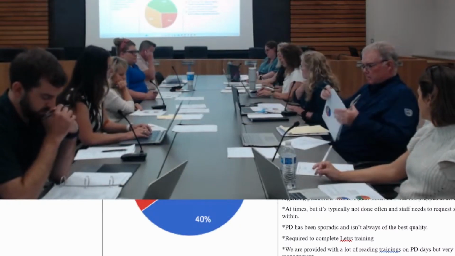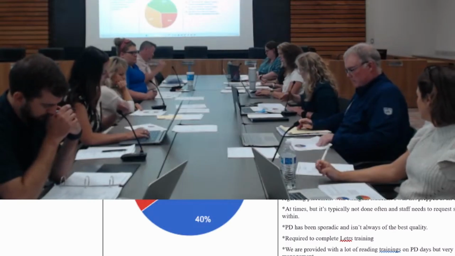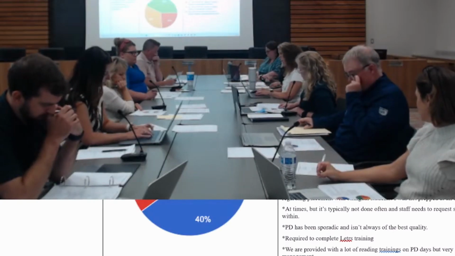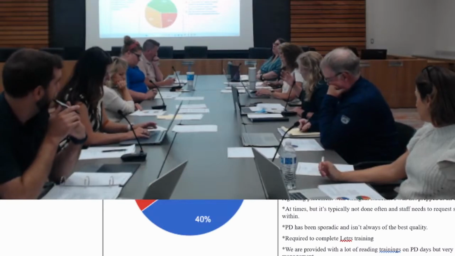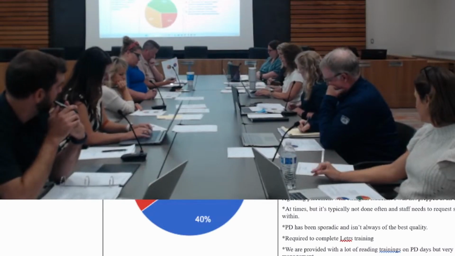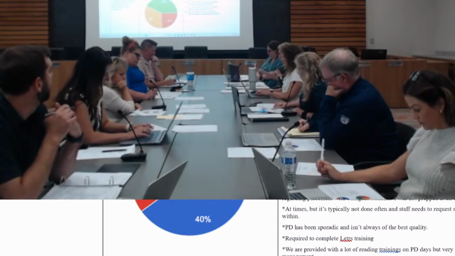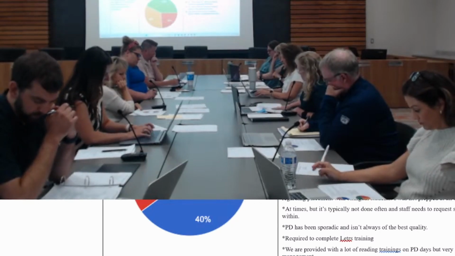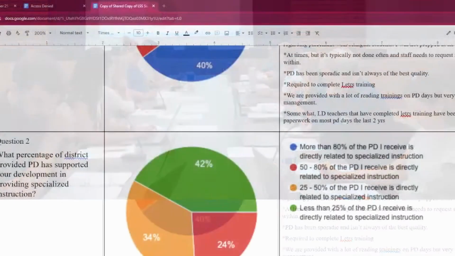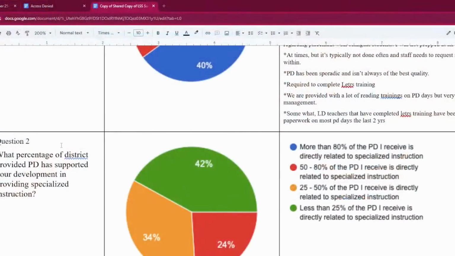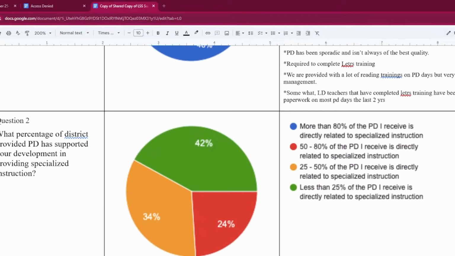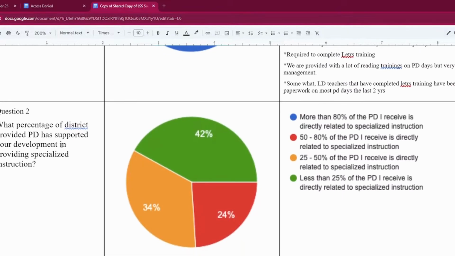It's just really tough to meet everybody's needs when you need to make sure that people have information to go with initiatives and programs and new curriculum and those kinds of things. But I think what is important is that 42% of this group says that less than 25% of the professional development that they're receiving is directly related to specialized instruction as the focus of special education.